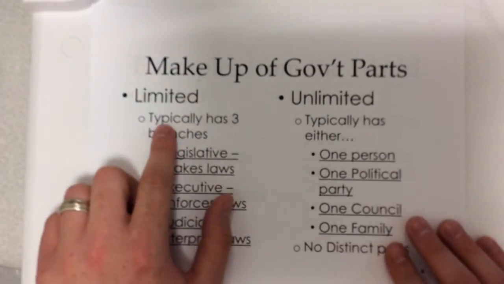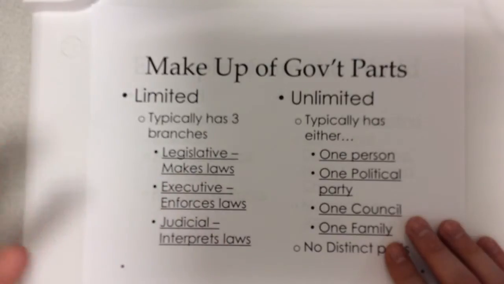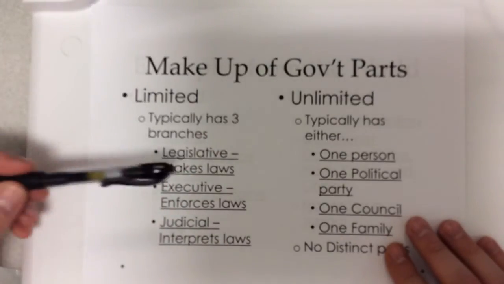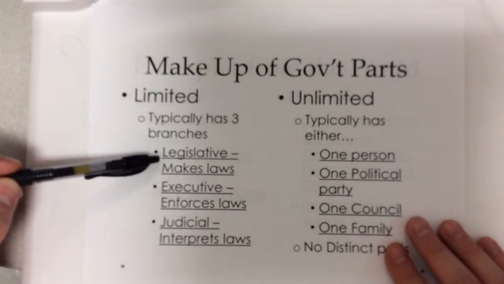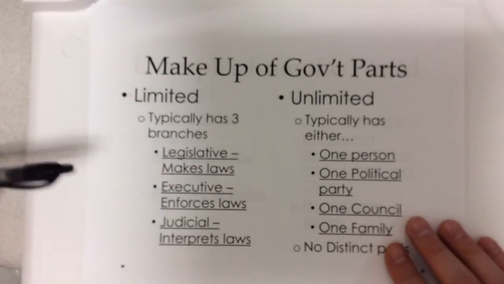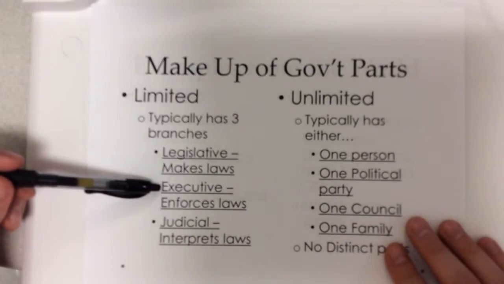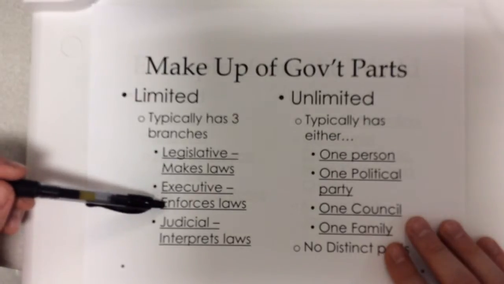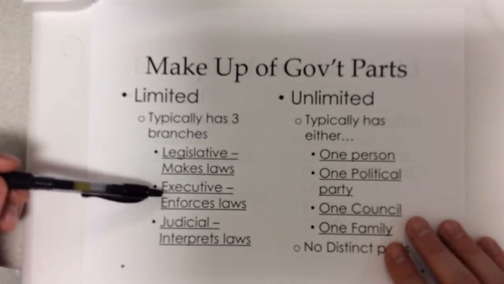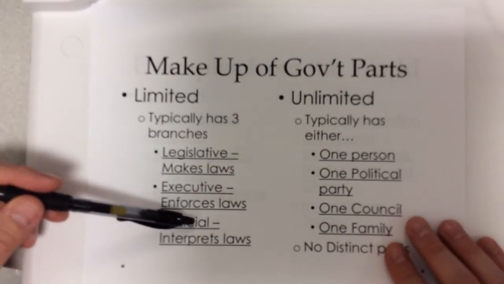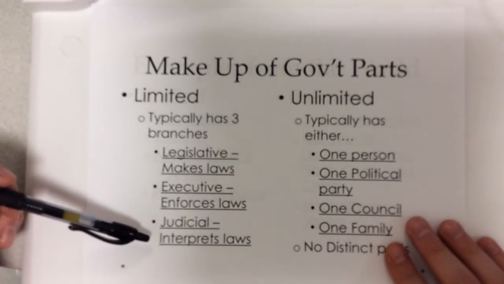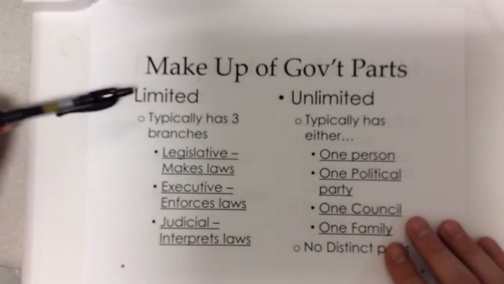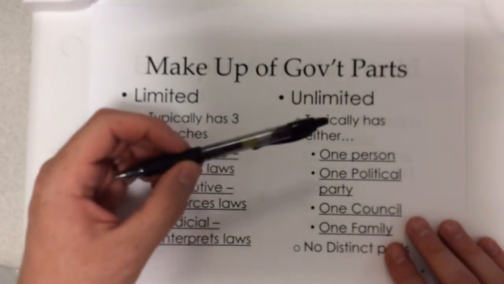Okay, the makeup of a government. Under limited, there's usually three branches of government. First, we have a legislative branch, which makes the laws. These groups make all the laws, and remember, legislative laws start with an L. We have the executive branch, this is like the president in the United States, that enforces laws. So execute and enforces both start with E. And then finally, judicial, which interprets the laws. This is the court system. They look at the laws and see how they work with the Constitution. So we have these three groups for limited.